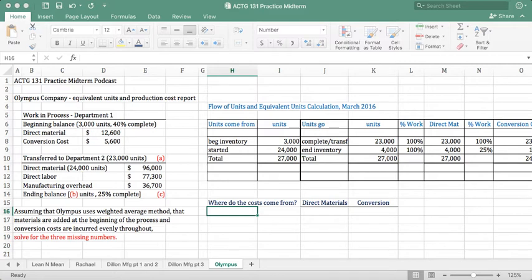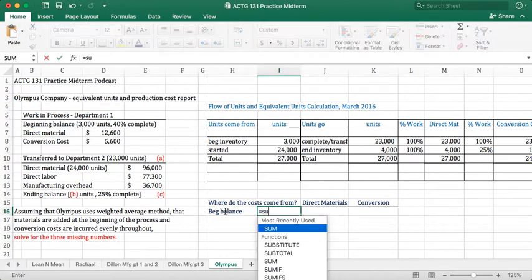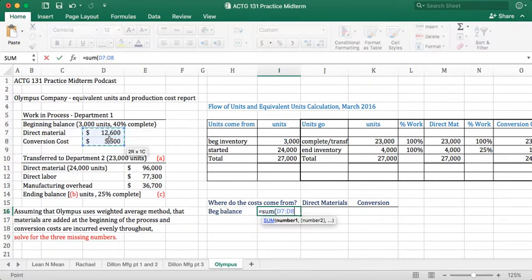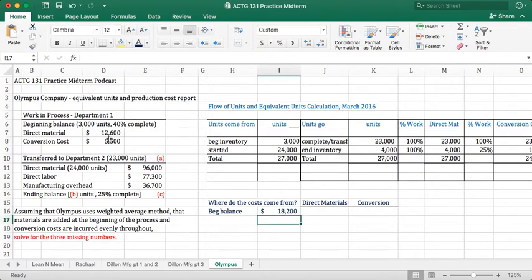So the first thing we need to calculate is the average cost per equivalent unit. I'll show you how to do that. First, we're going to take these costs. Let's just call that beginning balance, and I'll sum the two together. So we're going to work with that cost.